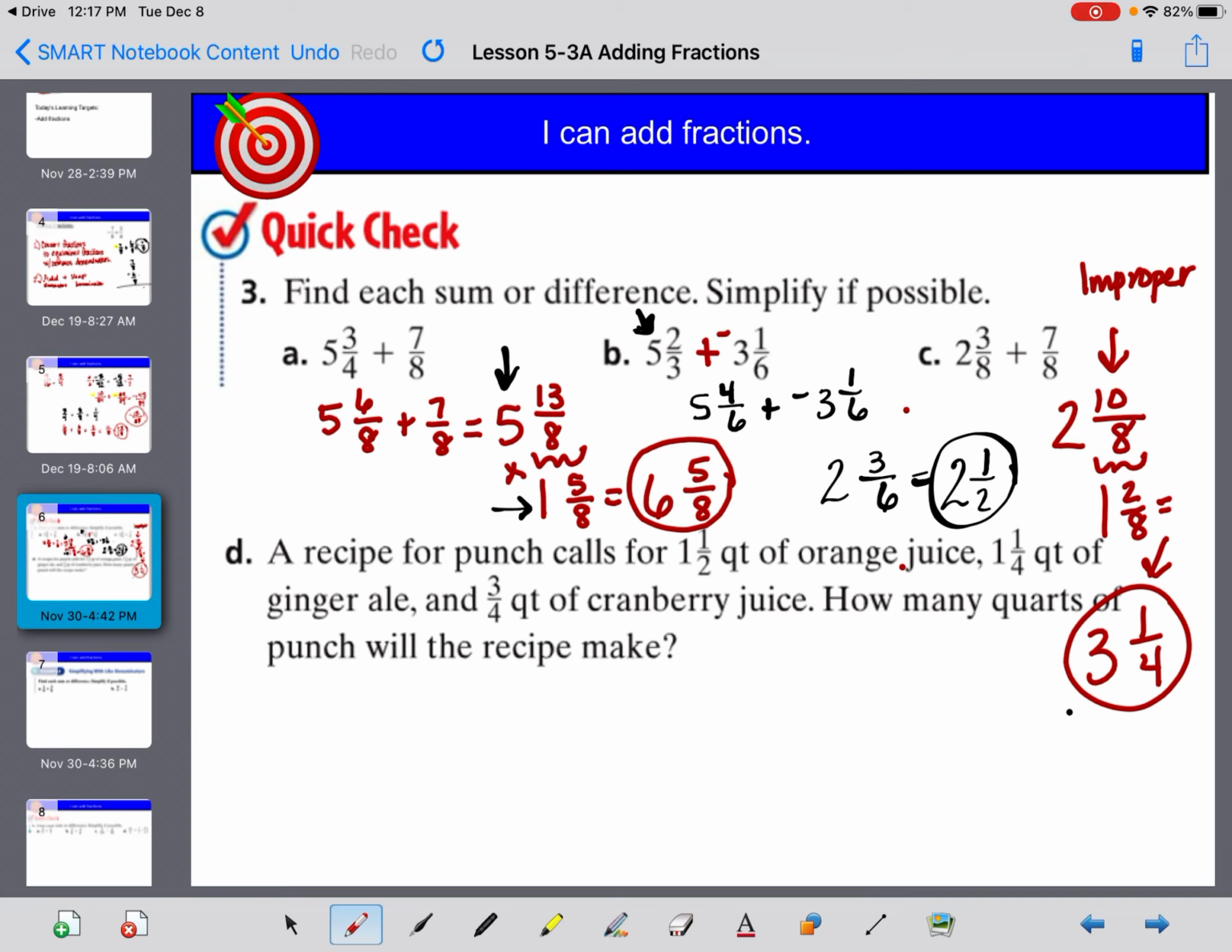Letter D. A recipe for punch calls for 1.5 quarts of orange juice, 1 1/4 quarts of ginger ale, and 3/4 quarts of cranberry juice. How many quarts of punch will it make? Pause the video and try to add up these 3 fractions.